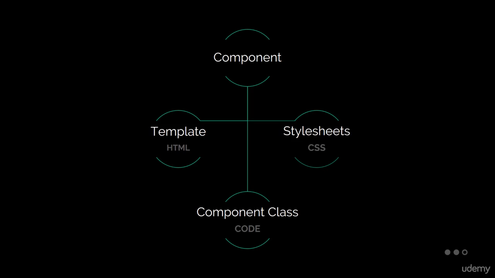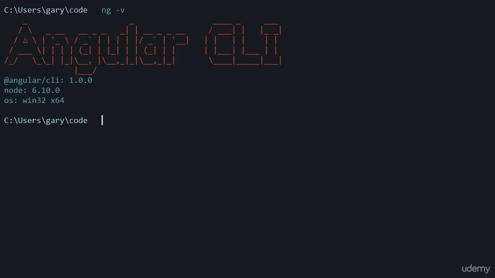But first, we want to get a project set up so that you can follow along with this. So we want to make sure that the Angular command line interface, or the CLI, is installed. So at the command line or your console, you want to type in ng -v. And this will give you the current version of your command line interface if you have it installed. Now, if it's not, you're going to go ahead and need to install that.